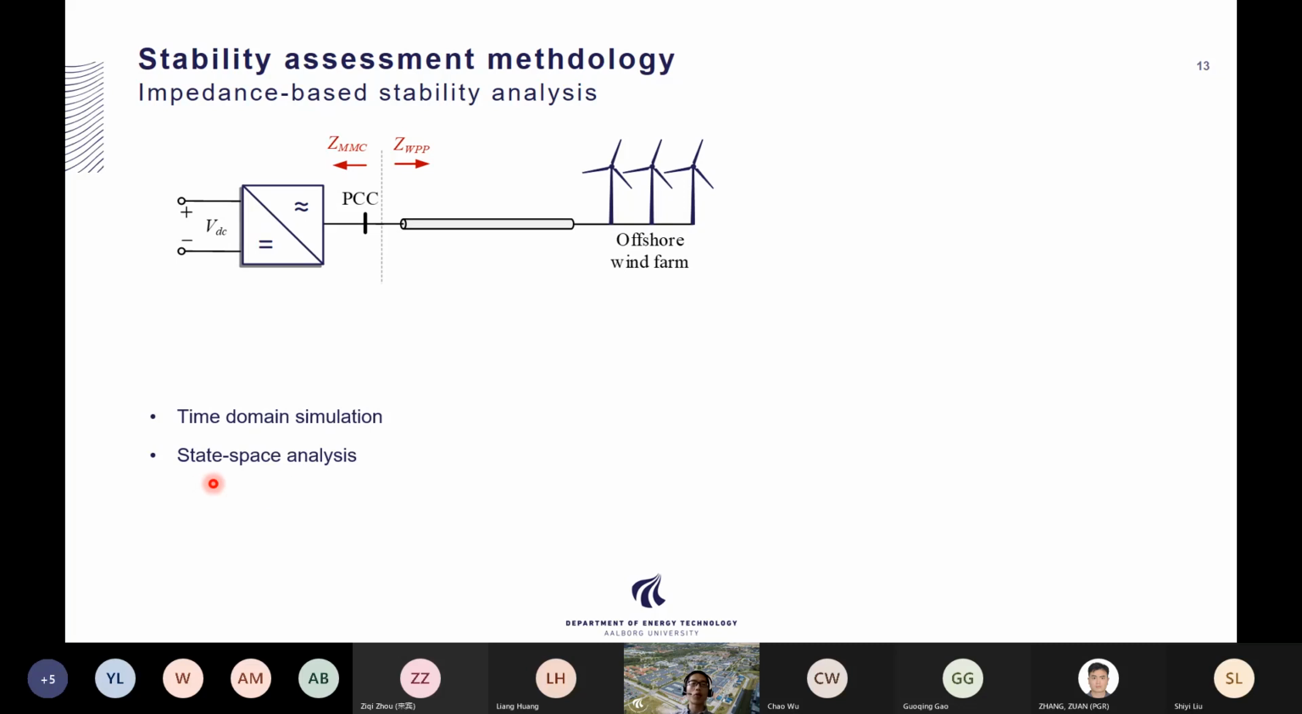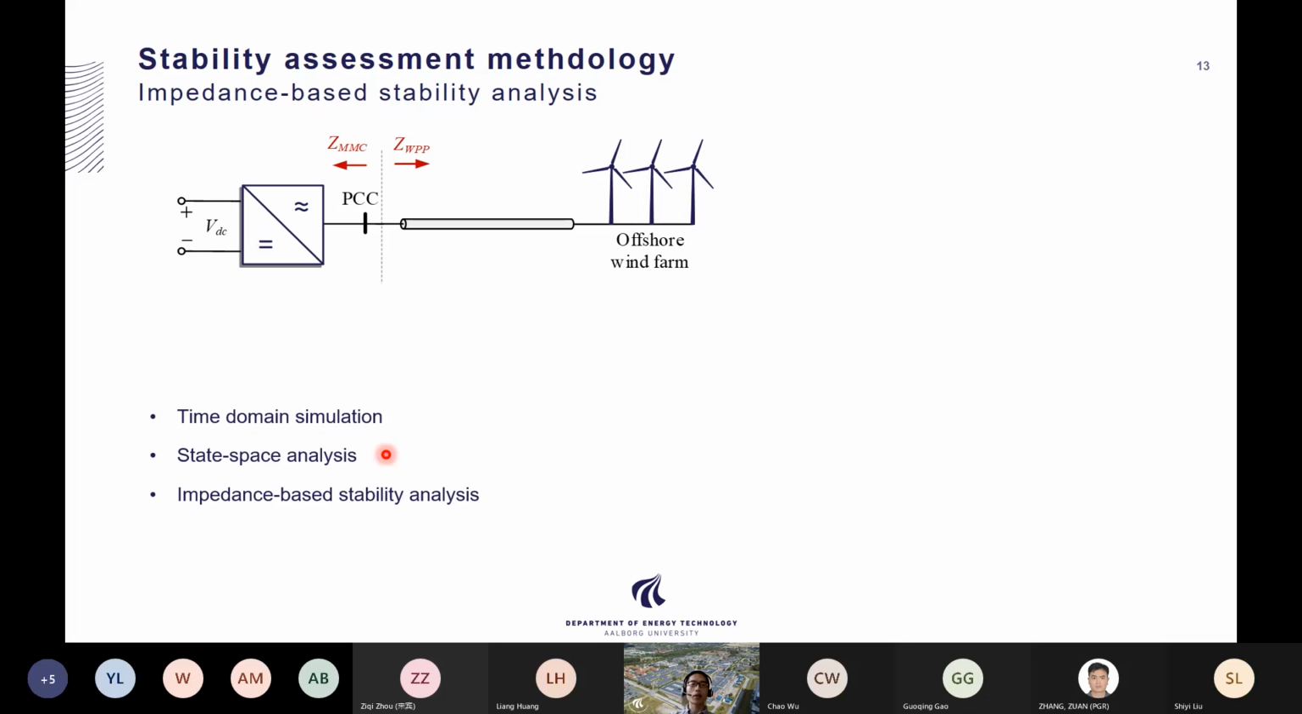But the critical problem is that if you want to develop a state space model, you have to know every control detail of the system. And that is not a problem for the converter manufacturer, but that is a huge problem for the transmission system operator. Because of confidentiality, the converter manufacturer will never deliver the control details to the transmission system operator. That is why this state space method cannot be used by the transmission system operator.